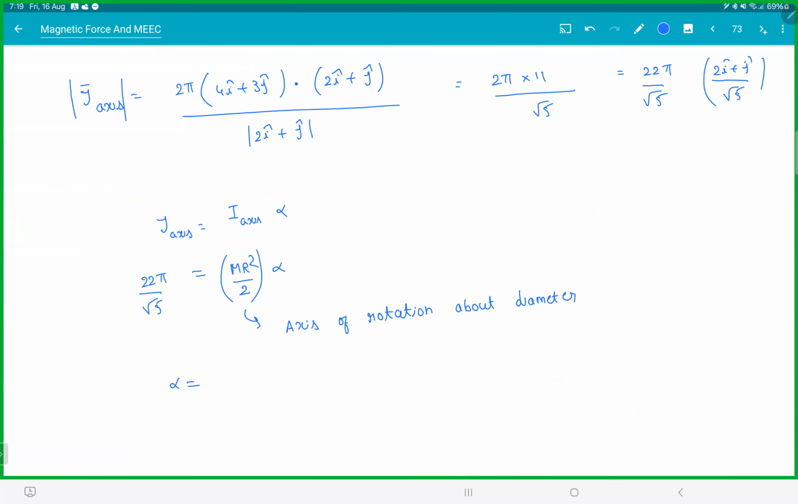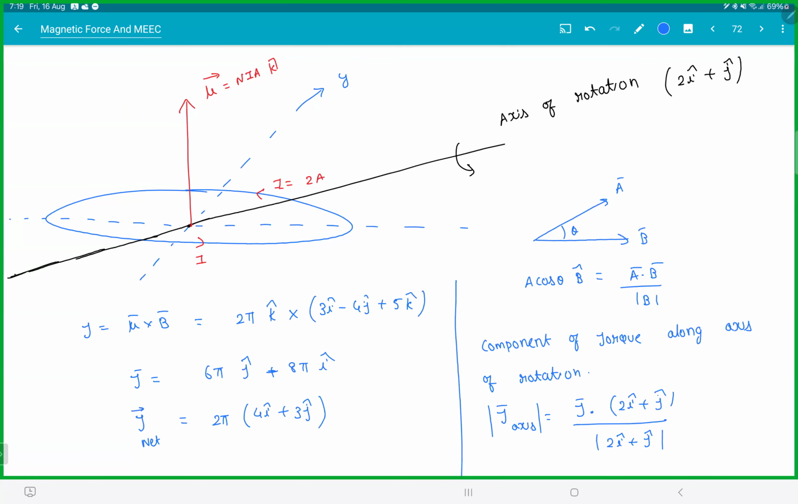So if you want alpha, whatever magnitude you get, uska direction bhi yahi aayega, 2y plus j plus root 5. So that is a catch, Radhrit. If you're taking direction, you get alpha ka direction also in terms of vector. If you just want magnitude, it won't matter. Okay? Any other doubts? Clear with this? It's a good one.